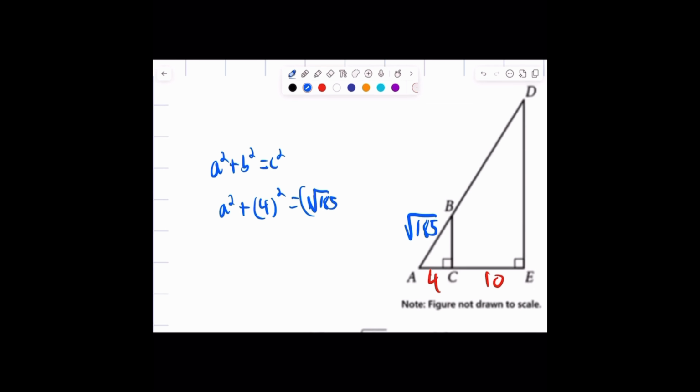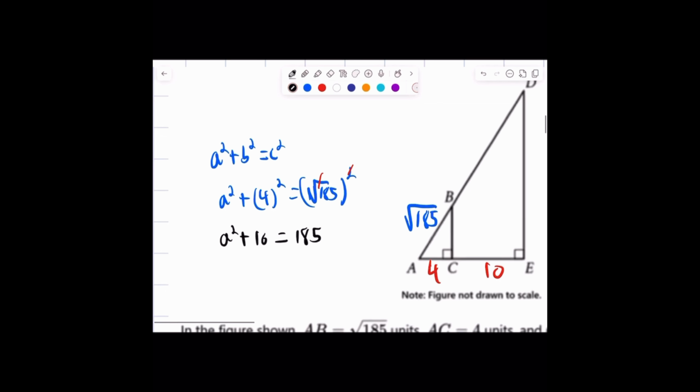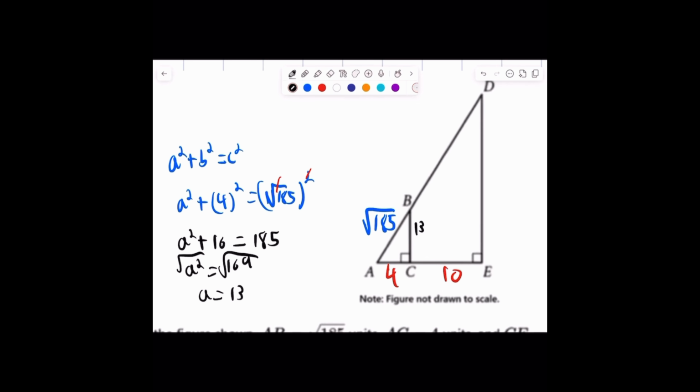And we all know that a square root squared would cancel out the square root. So we're left with a squared plus 16, because of 4 squared, is equal to 185. Subtracting 16 on both sides would give you a squared is equal to 169. And square rooting both sides would give you a is equal to 13. So we have BC as 13. Now what can we do?